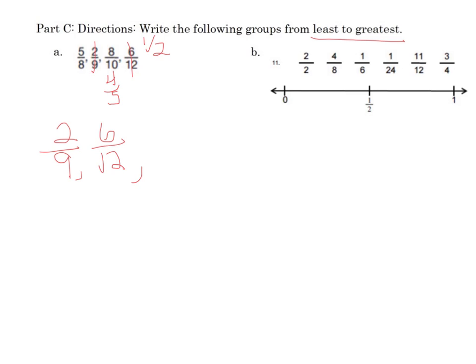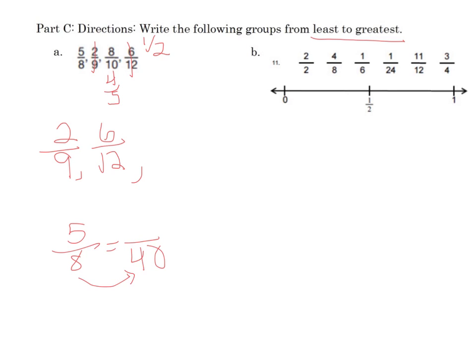Okay, so we've taken care of those two. Now we're having to look at 5/8 versus 8/10 or 4/5. So you might want to actually make those into common denominators. So let's say we change them to 40.